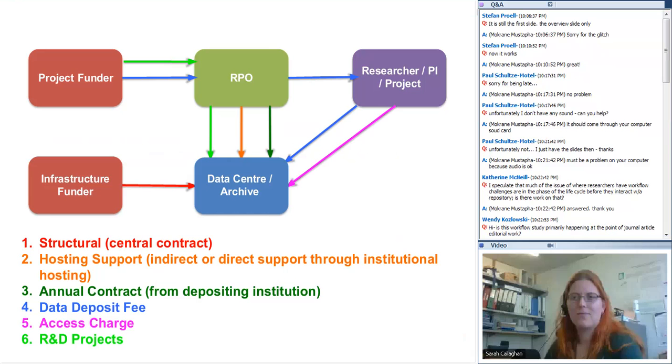The orange line signifies hosting support for institutions. So RPO is research performing institutions. An institution in which research is being conducted may make a payment by an annual or otherwise contract to a data center to look after the data being produced in that institution. And that's a model that's already being tried out, for example, in the Netherlands by DOLS.